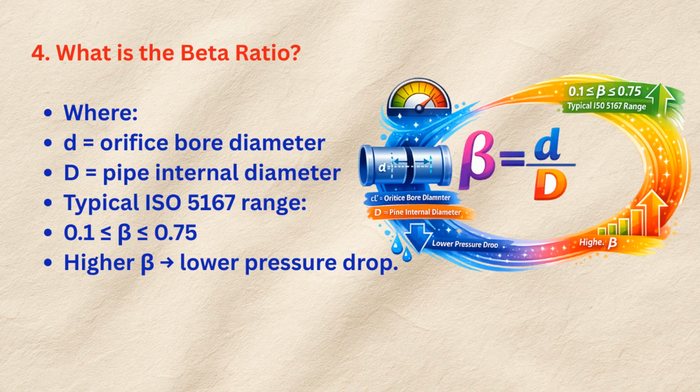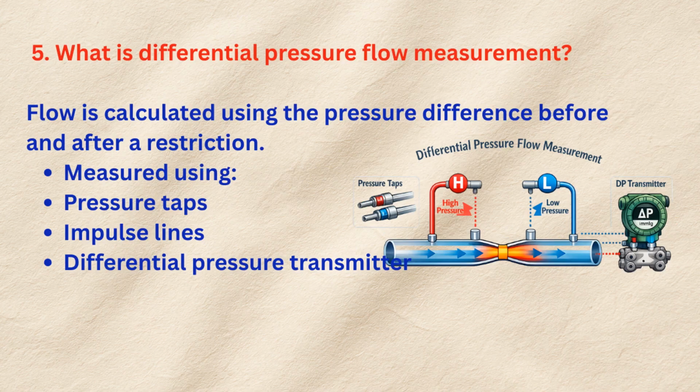What is differential pressure flow measurement? Flow is calculated using the pressure difference before and after a restriction. Measured using pressure taps, impulse lines, differential pressure transmitter.